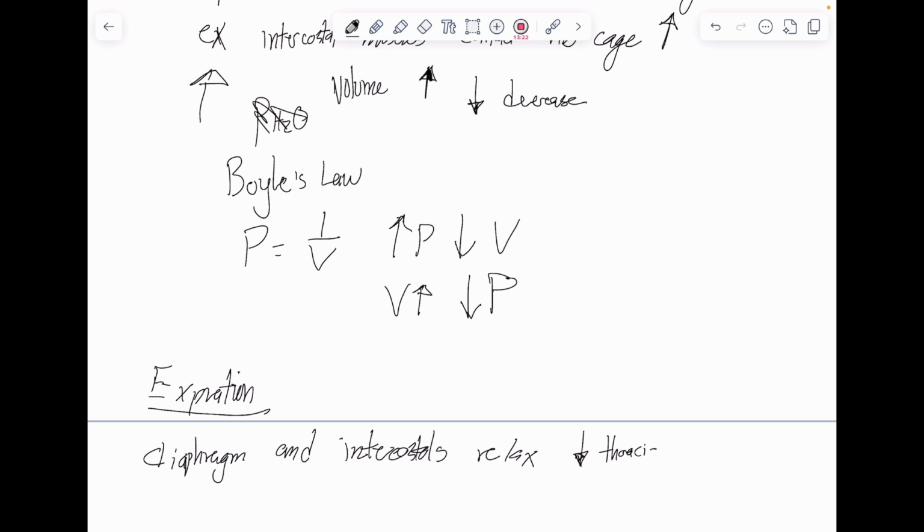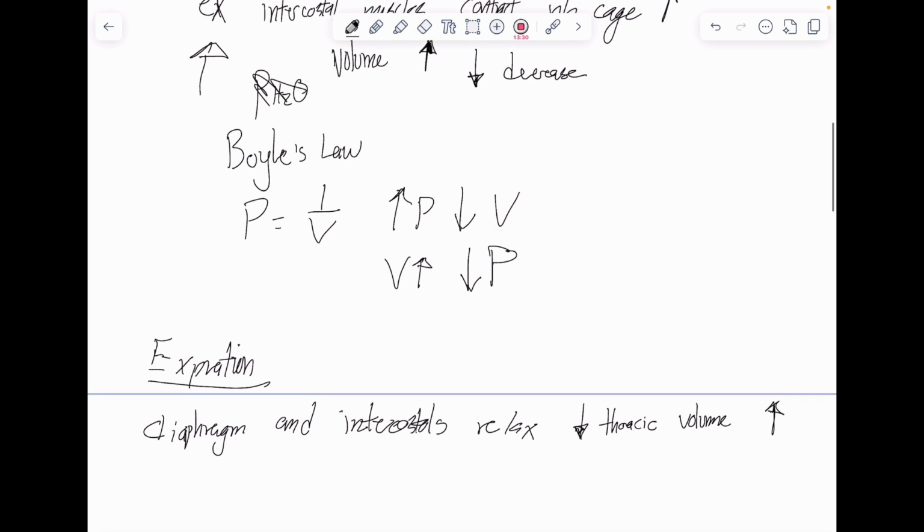And that decrease in our thoracic volume will mean that we have an increase in the pressure. That's why we were talking about Boyle's law. So with that increase in pressure, if there's higher pressure inside our alveolus than in the atmosphere, then air will leave.